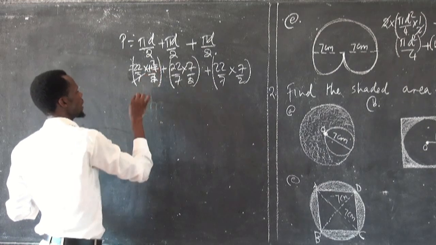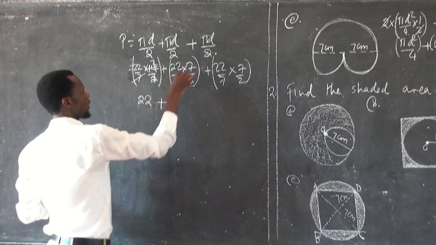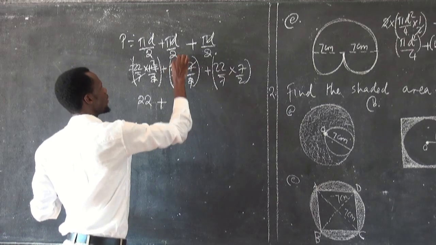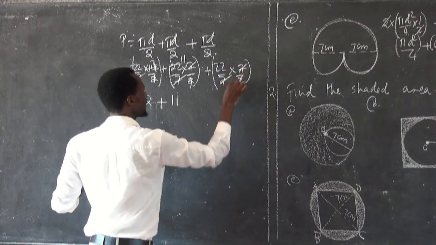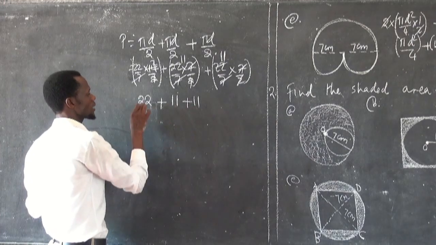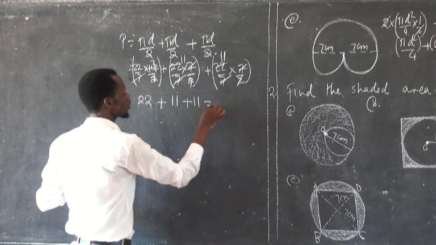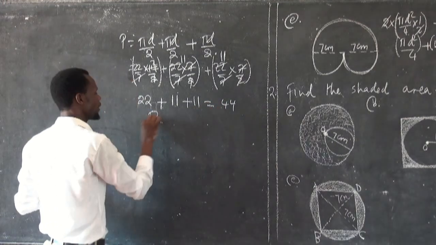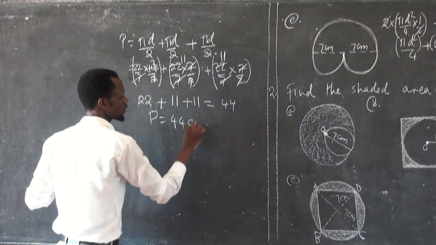2. Now it is 22. Mathematically, here it is 11. Now, this is 22 plus 22, which now is equal to 44. Now, the perimeter is equal to 44 centimeters.